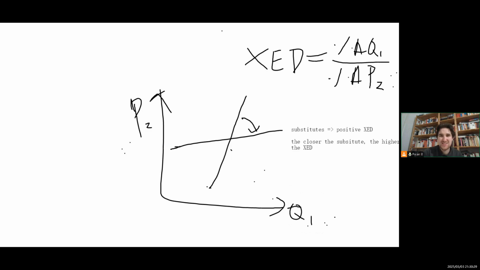So that's that. The other thing to think about is, what if goods are complements? So complements are goods where you buy them together. So I used the tennis example.